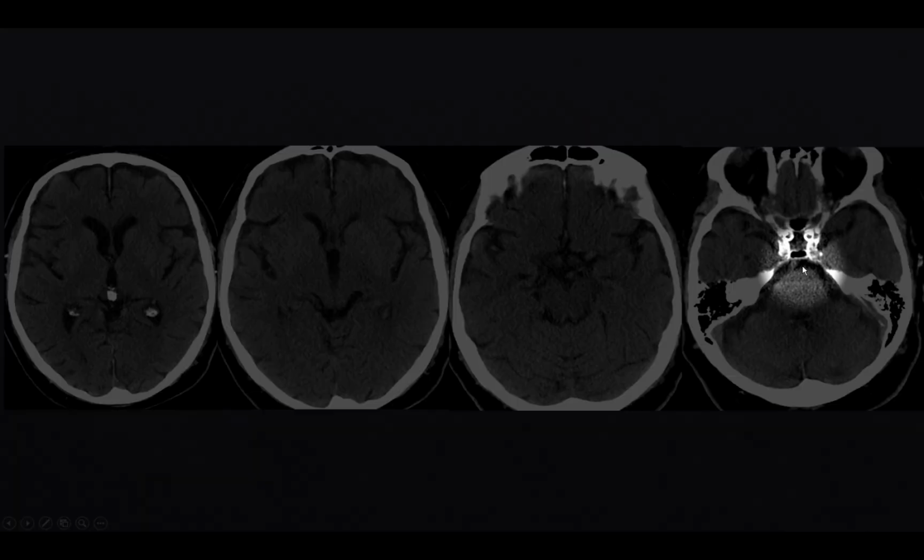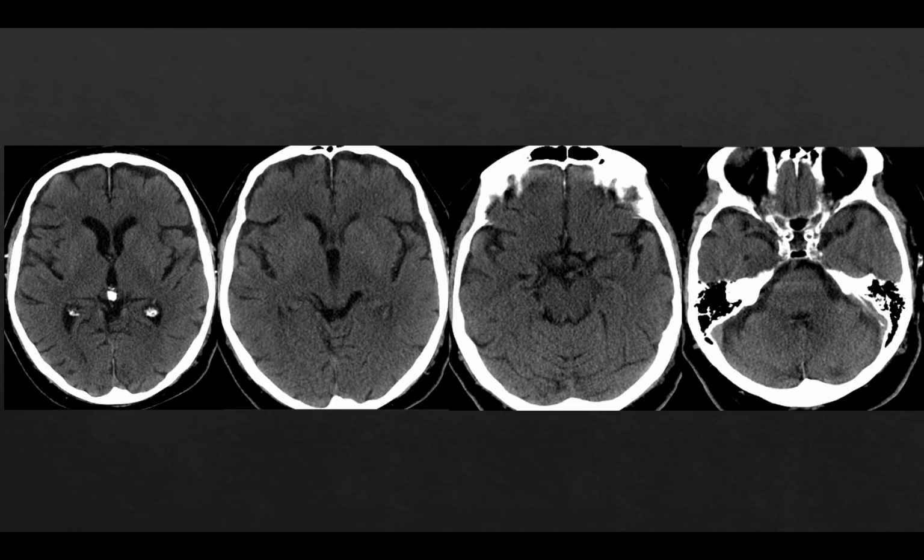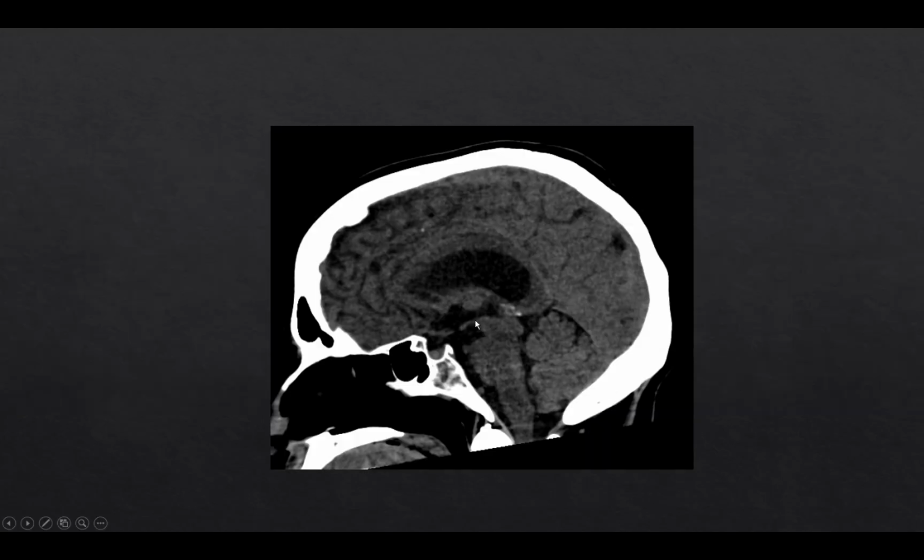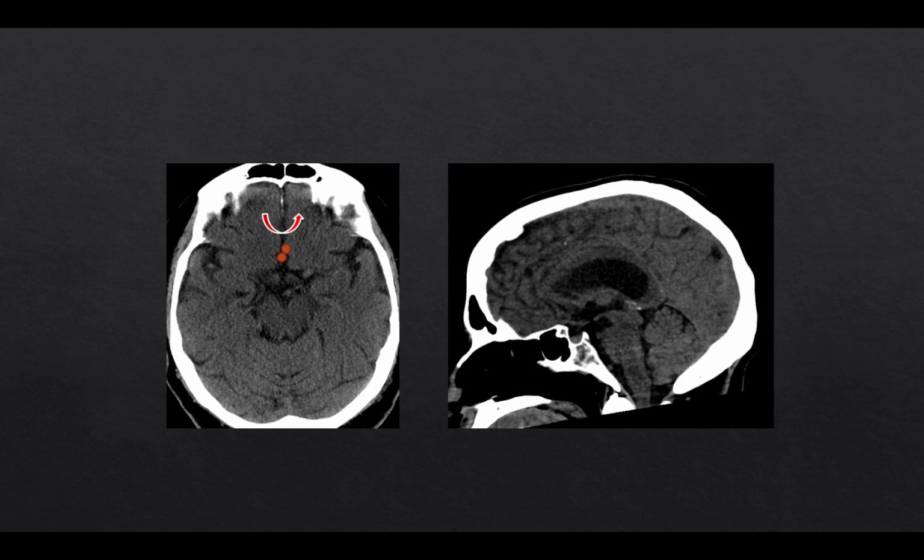Then the prepontine cistern, which is anterior to the pons. The cerebellopontine angle cistern, which is lateral to the pons and within the angle between the pons and the cerebellum. To review on the sagittal image, we have the suprasellar cistern above the sella, surrounding the infundibulum of the pituitary, the interpeduncular cistern, the prepontine cistern in front of the pons, and the quadrigeminal plate cistern.